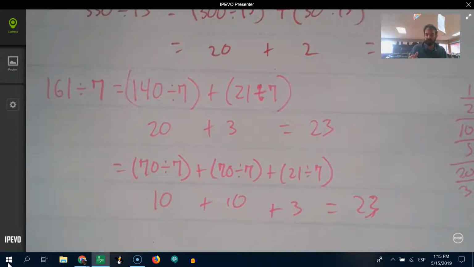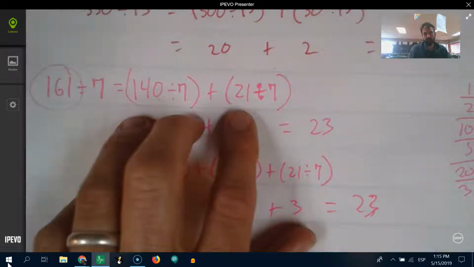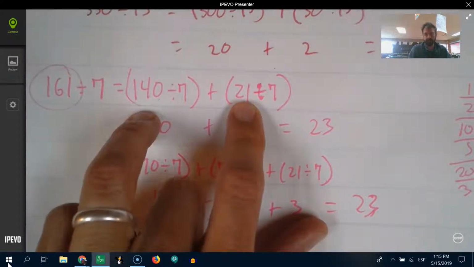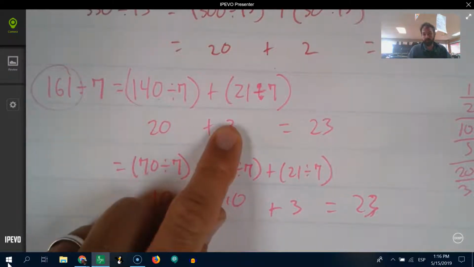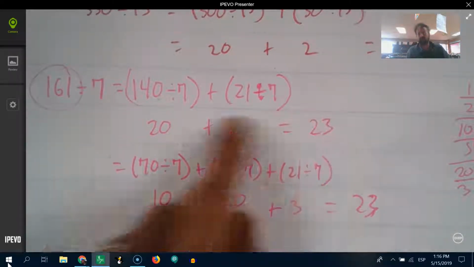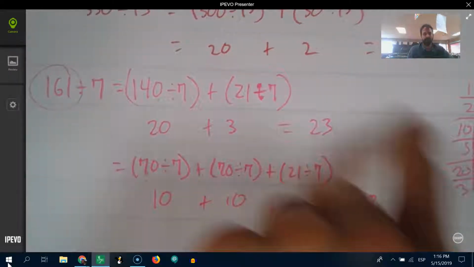So it's knowing your number, knowing the factors, knowing the multiples, doing all this stuff, and really breaking down your dividends into easier dividends that go with your divisor, so that you can get partial quotients, sorry about that, so you can get partial quotients that you can add together to get your final answer.